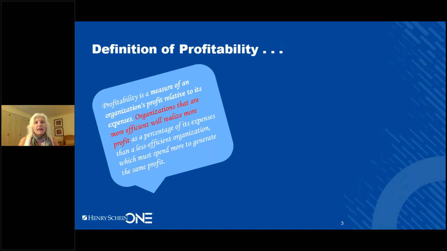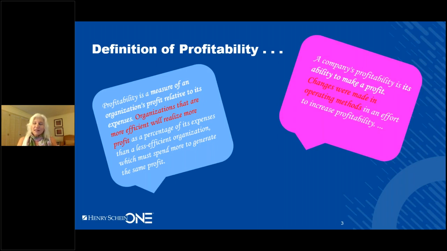I'm a workflow expert, and not only do I know the ins and outs of your Dentrix software, I've been a certified Dentrix trainer for 15 years. But a lot of you already know how to use Dentrix. But the thing about creating an efficient system and more profit is to create a better workflow. And when you are more efficient, you will realize a bigger profit. And then I also found this definition: a company's profitability is its ability to make a profit. And I loved this next line: changes were made in operating methods in an effort to increase profitability.